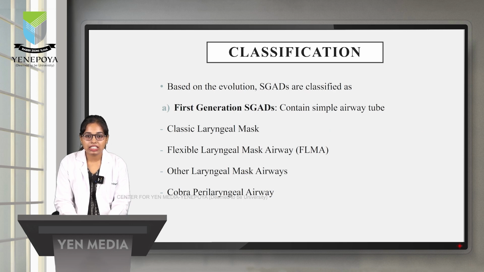LMAs are classified into generations. The first generation of supraglottic airway devices contains a simple airway tube, that is classic laryngeal mask, flexible laryngeal mask airway, other laryngeal mask airways, and Cobra perilaryngeal airway.